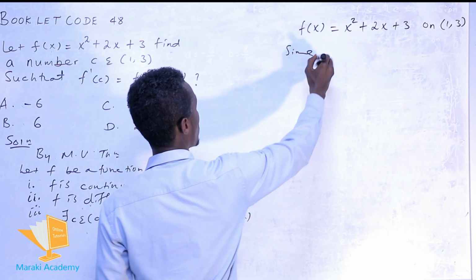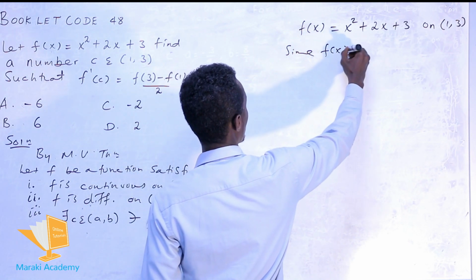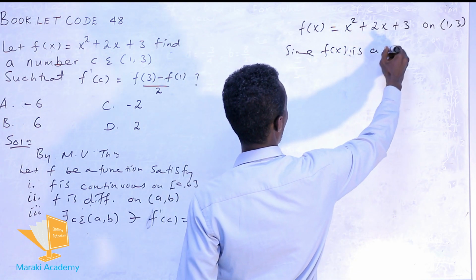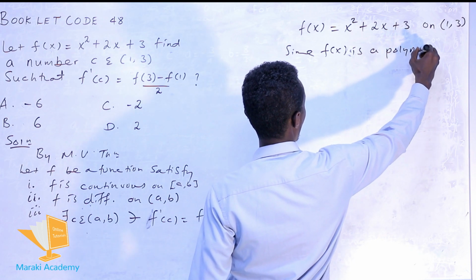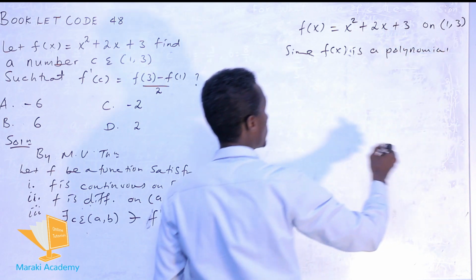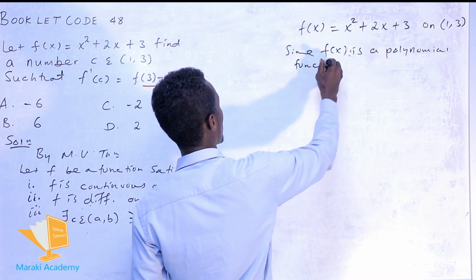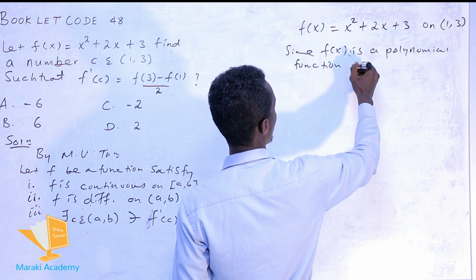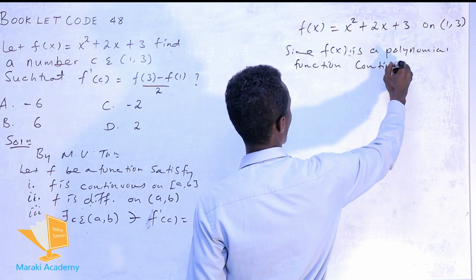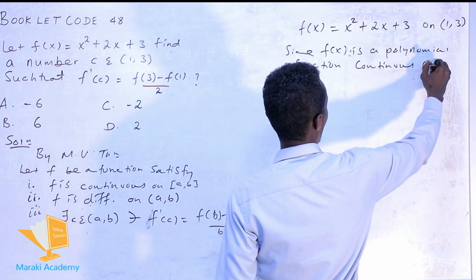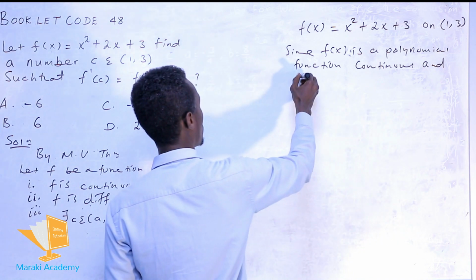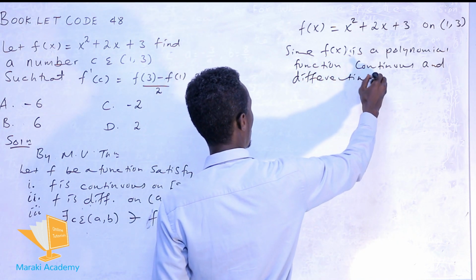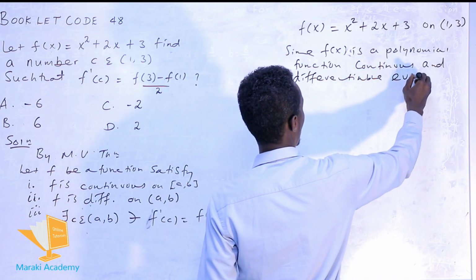Since the function is a polynomial function, polynomial function is continuous and differentiable everywhere.